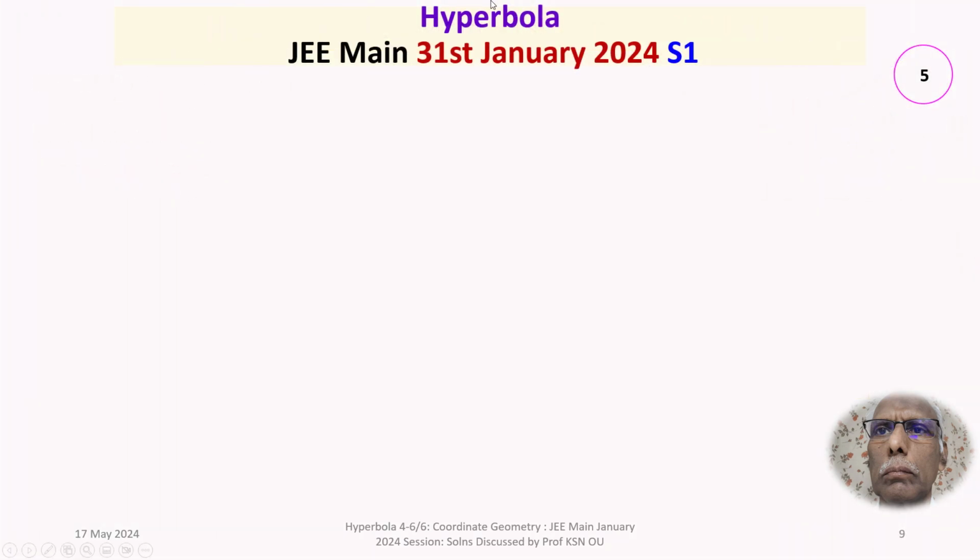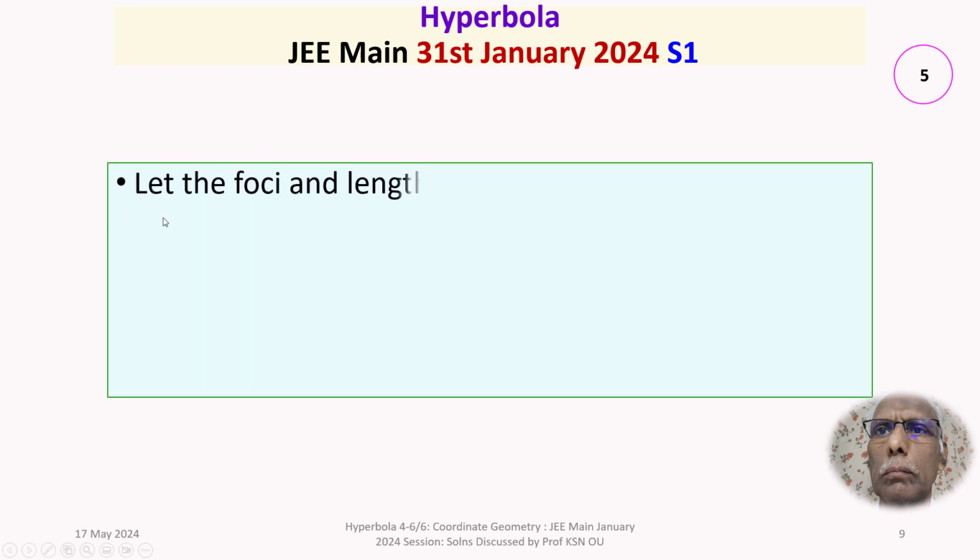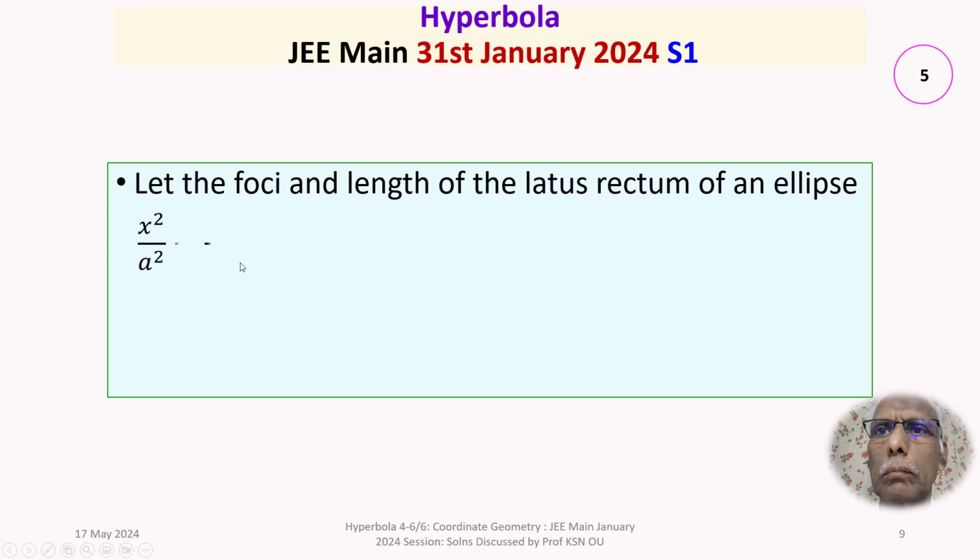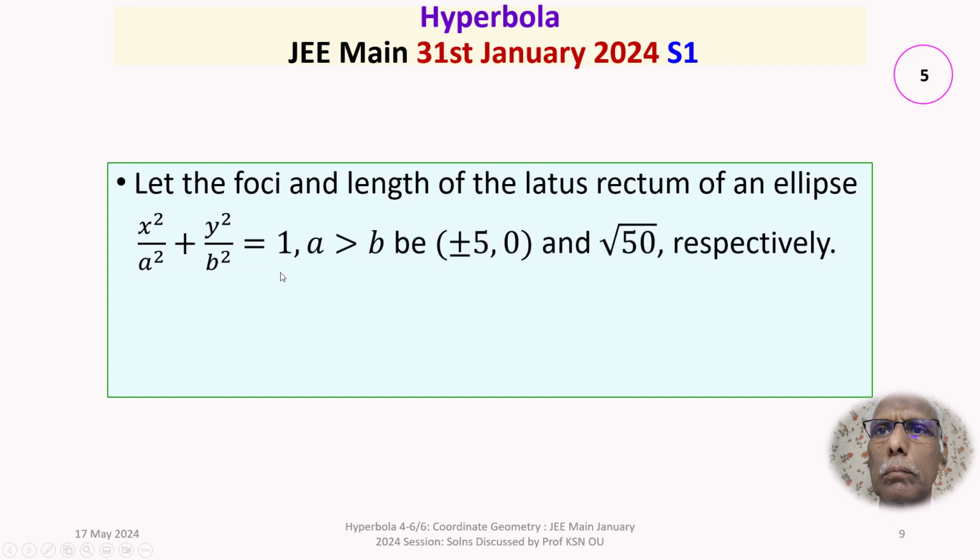This question has appeared in the JEE Main exam held on 31st January 2024 in the first session. The given question is: let the foci and the length of the latus rectum of an ellipse x square by a square plus y square by b square is equal to 1, where a is greater than b, be plus or minus 5 comma 0, the ordered pair, and under the square root of 50 respectively.